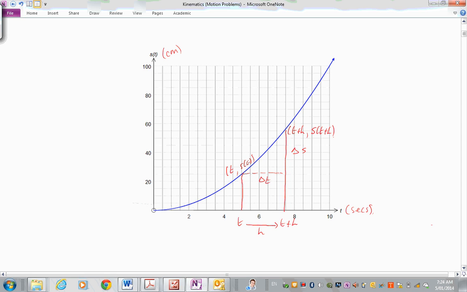So our average velocity could be thought of as s of t plus h, take s of t, over t plus h take t, which is just h. And then our instantaneous velocity, which is the derivative, is the limit as h tends to naught of that. Okay, so it's all the same stuff. It's very important that you get the difference between average velocity, and when we take the limit of the slope of that chord, we get the instantaneous velocity.